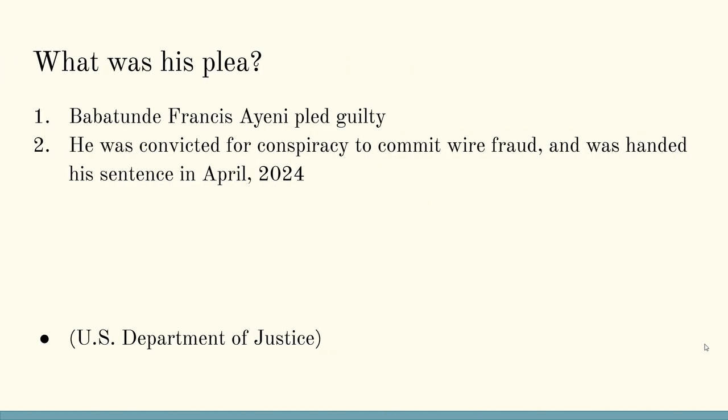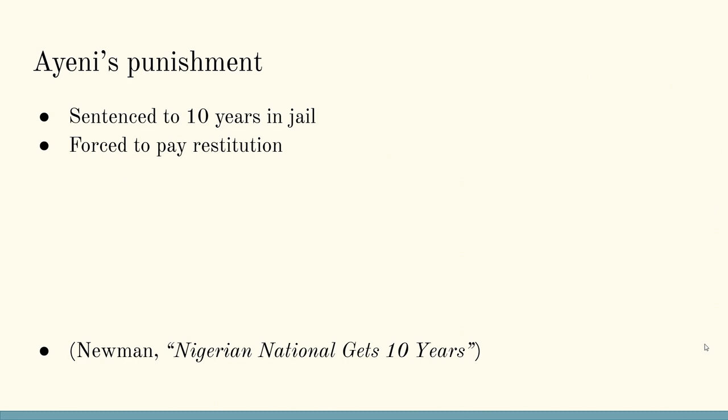So what was his plea? Ayeni pled guilty. He was convicted for conspiracy to commit wire fraud and was handed his sentence in April 2024. He was sentenced to 10 years in jail and forced to pay restitution.